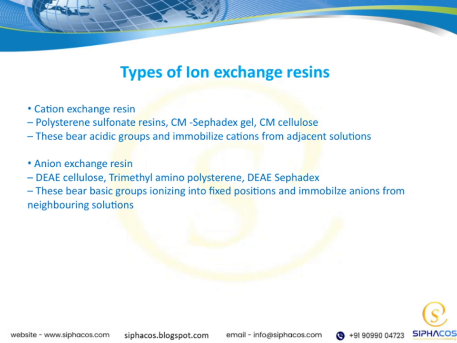On the other hand, we have anion exchange resins. Examples include DEAE cellulose, trimethyl-aminopolystyrene, and DEAE Sephadex. These resins contain basic groups that ionize into fixed positions, creating positively charged sites. These sites then immobilize anions from neighboring solutions. So, in summary, cation resins target positively charged ions, while anion resins are designed to capture negatively charged ions.